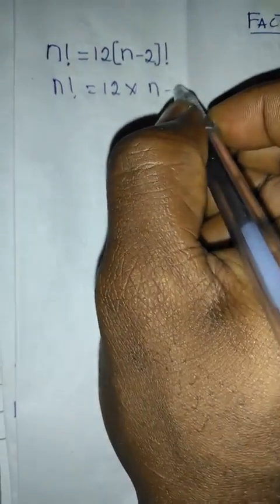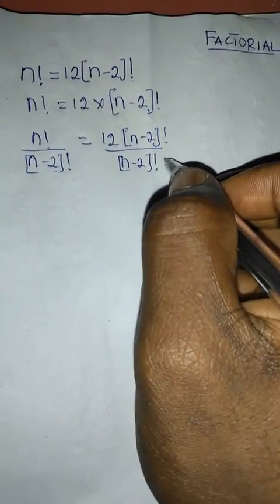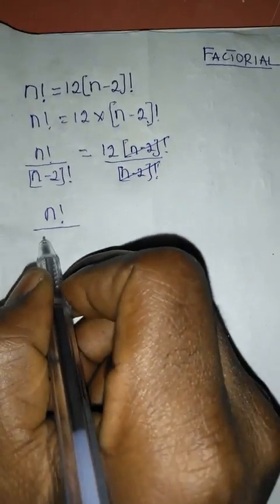It is the same thing as saying n factorial equals to 12 multiplied by n minus 2 factorial. So if I divide both sides by n minus 2 factorial, I'll be having n factorial all over n minus 2 factorial equals to what? 12 into bracket n minus 2 factorial all over n minus 2 factorial. Now, this n minus 2 factorial will cancel my n minus 2 factorial. I'll be left with n factorial all over n minus 2 into brackets factorial equals to what?